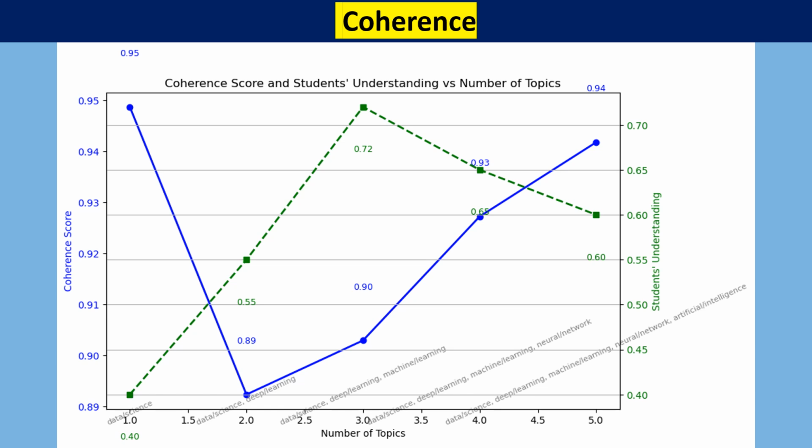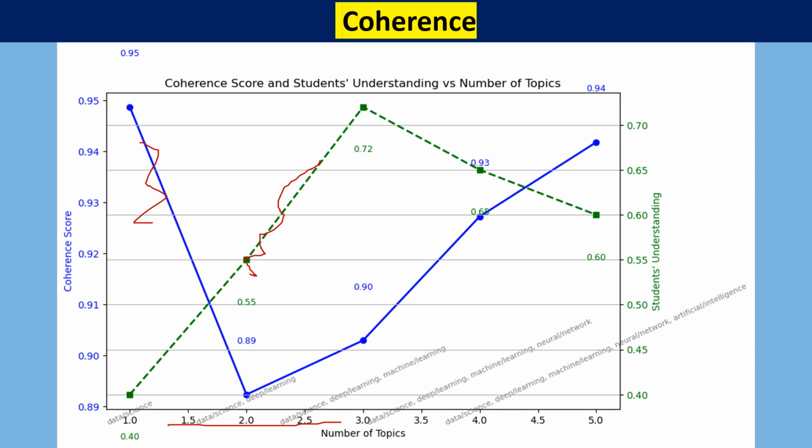The blue line is the coherence score, the green dashed line is students' understanding, and the x-axis is the number of topics plus their keywords. The plot helps us compare what the machine says about coherence and what students say about understanding. We look for where both lines are high. That's our sweet spot.